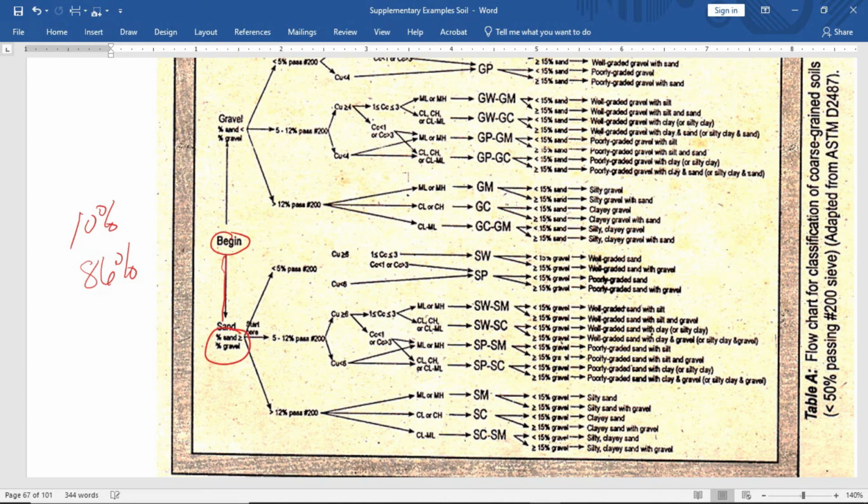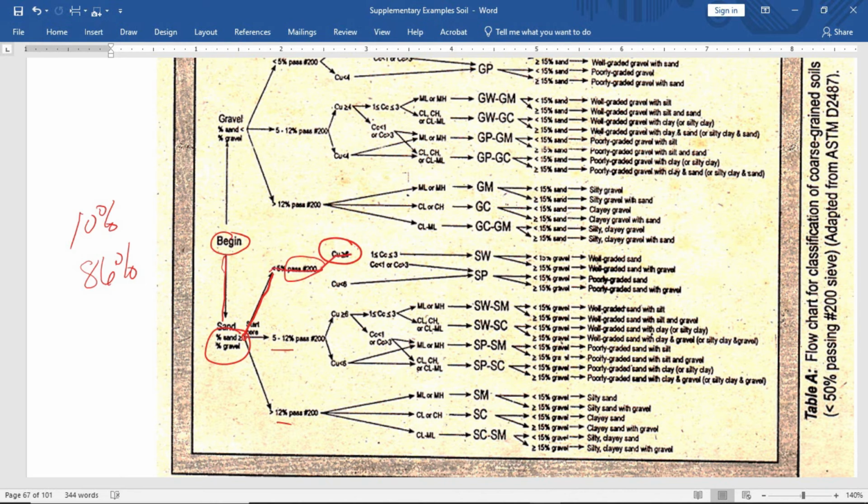Percent of gravel. Tapos pipili tayo kung lesser than 5% ba yung nagpass sa 200, or between 5 to 12, or greater than 12. So, dito tayo sa lesser than 5. After that, yung kanina nga, if CU is greater than 6 or hindi. Since alam nating CU is greater than 6, kasi na-compute natin kanina, pupunta tayo dito.